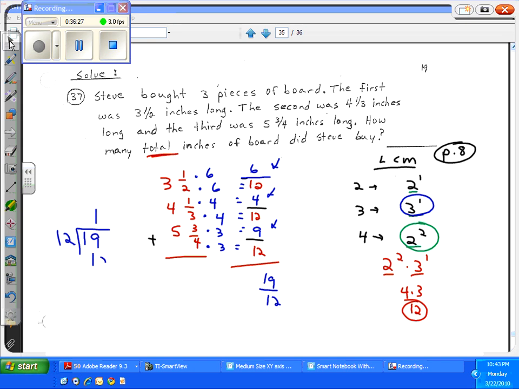It will go one time. You get 12 with 7 left over. You put the remainder 7 over the divisor 12, and so you have 1 and 7/12 inches.